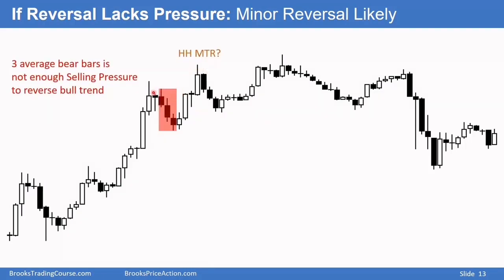3 bear bars, 4 bear bars. Is that enough for a major reversal? Probably not. The best the bears probably get is a trading range. More likely they get a bull flag and the bull trend will resume.